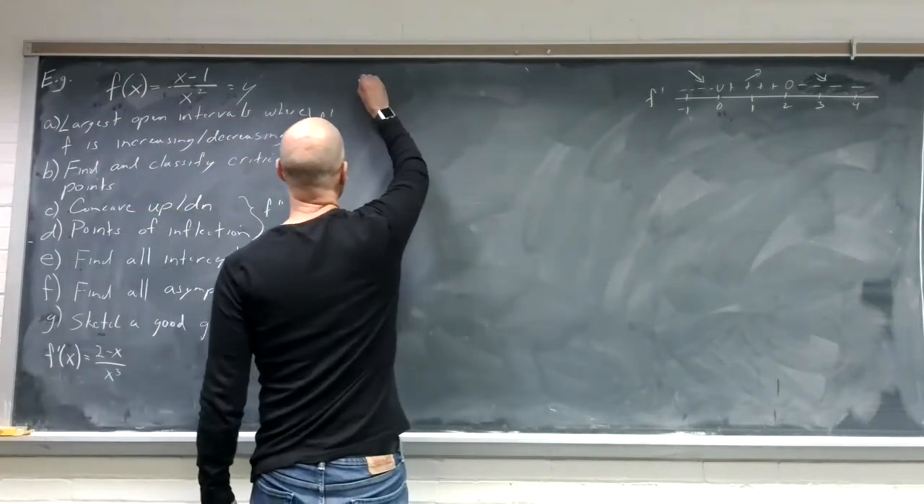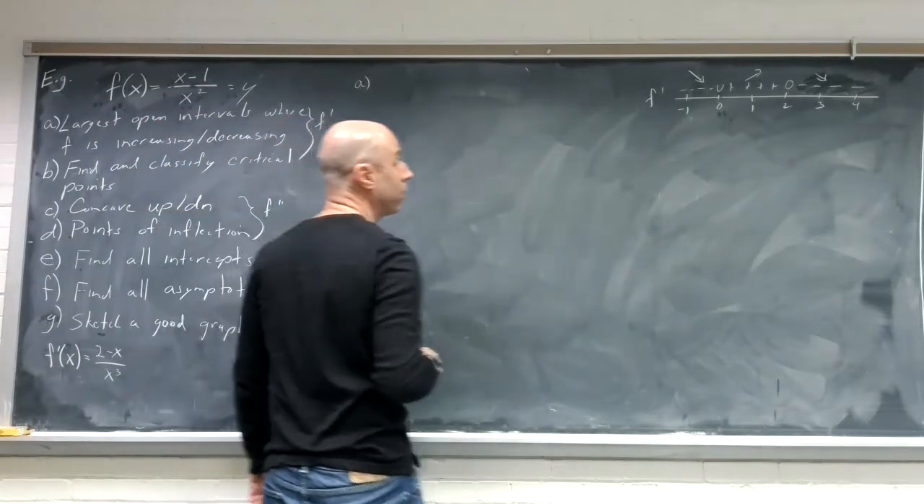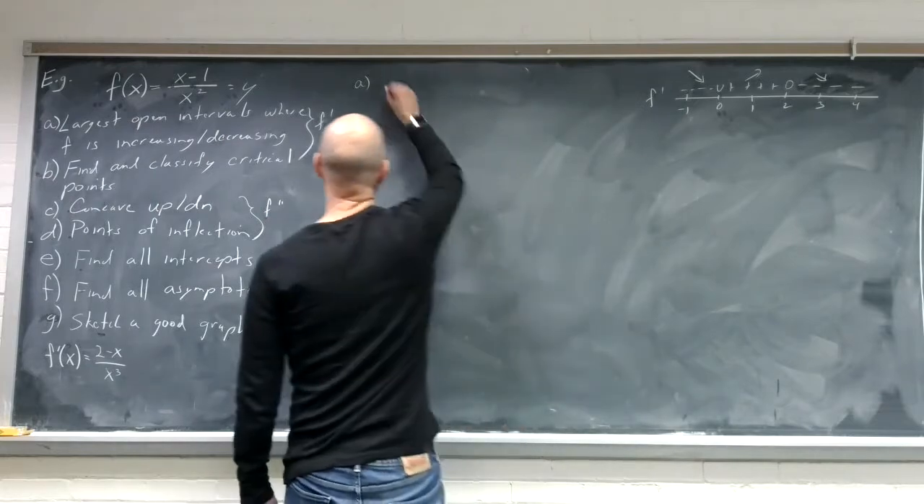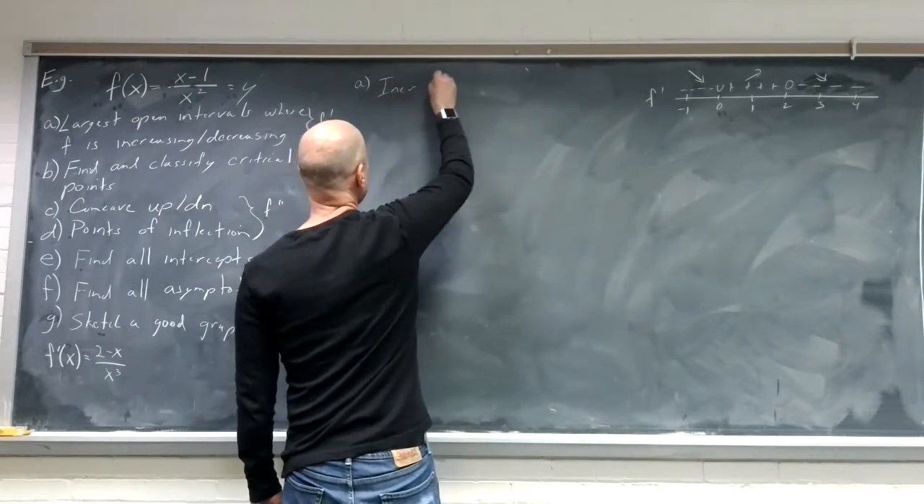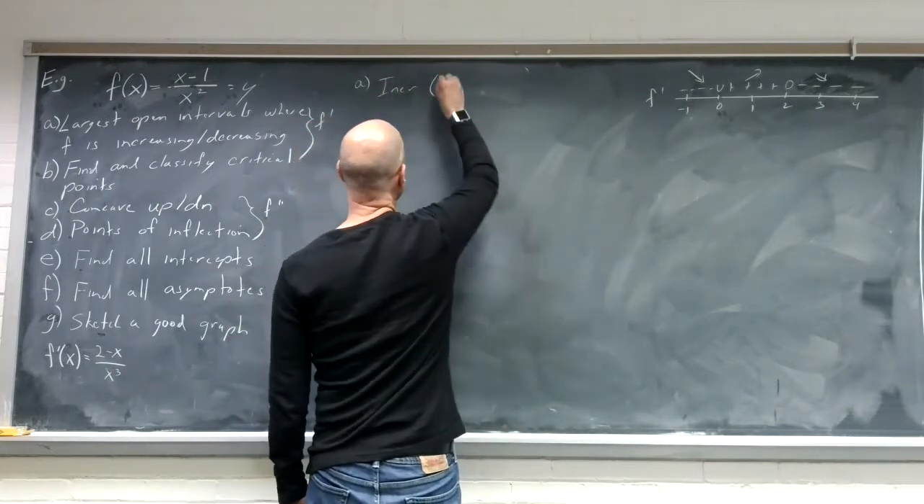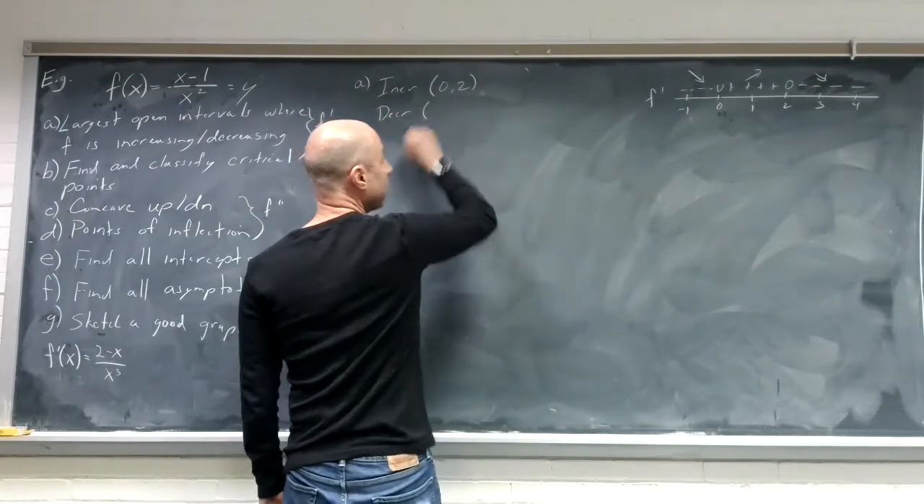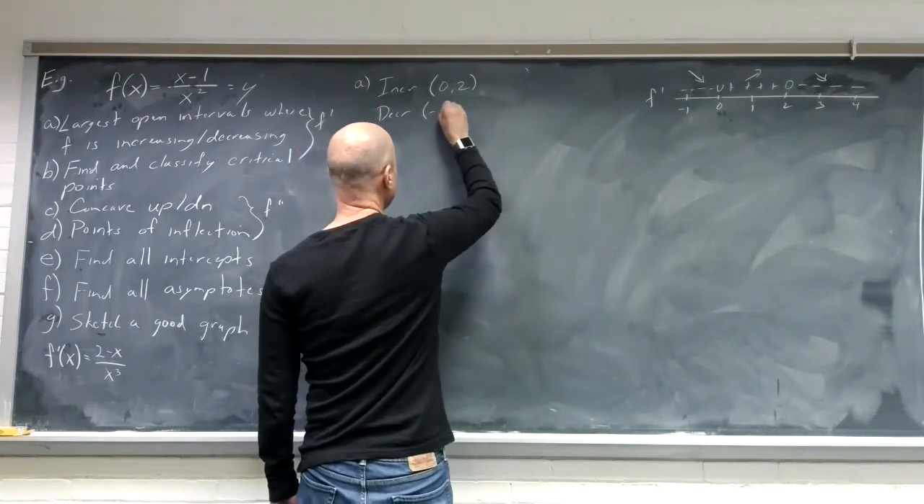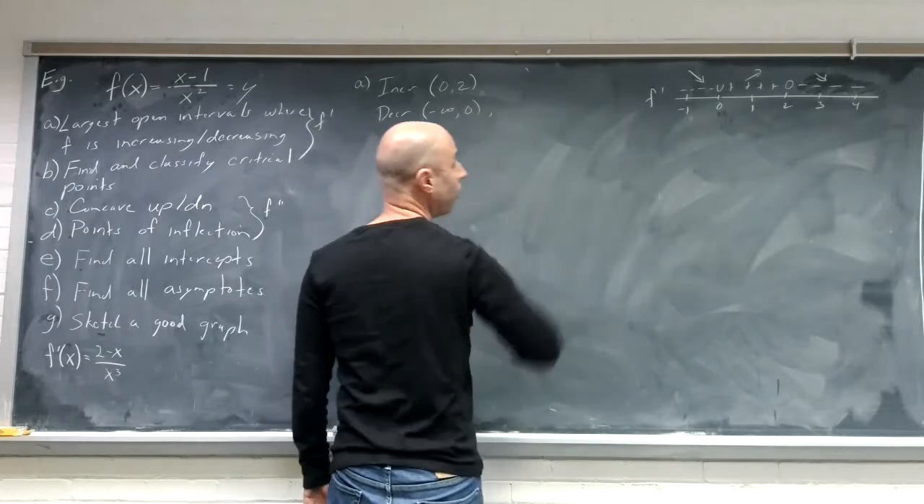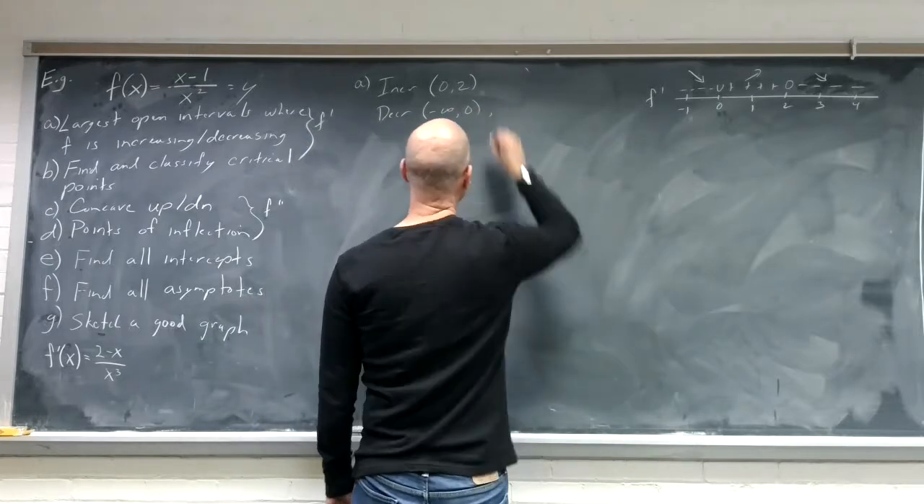So intervals where the curve is increasing and decreasing: it's increasing from, looks like, 0 to 2, and it's decreasing from negative infinity to 0, and also from 2 to infinity.